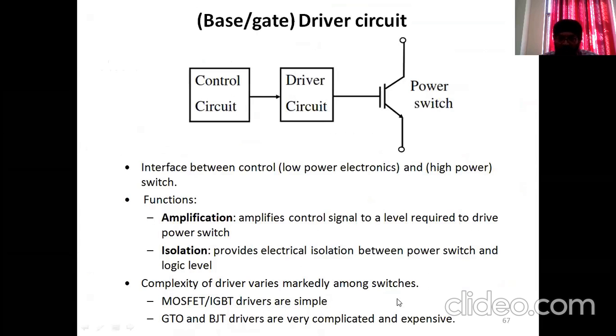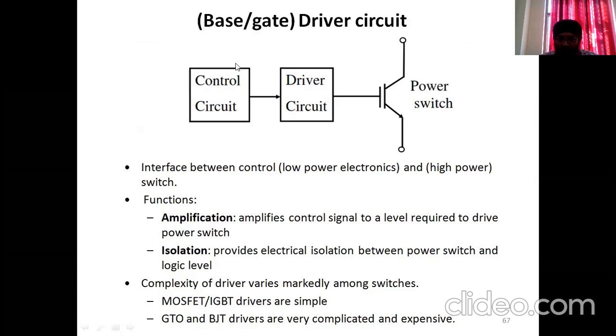So now, gate triggered driver circuits and protection circuits. We know that for all these devices, controllable, fully controllable or semi-controllable devices, we need to trigger the gate circuit. We need to trigger the gate terminal. So this is a control circuit over here, which controls the driver circuit, which in turn activates the gate terminal over here.